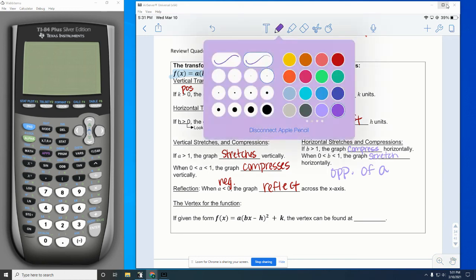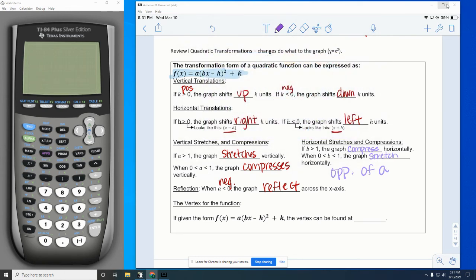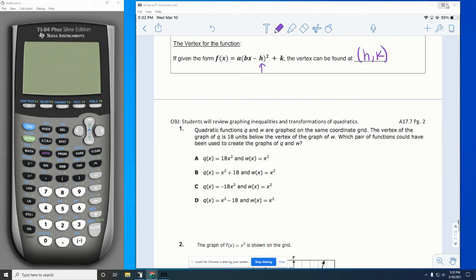And then if you're given something in vertex form, the vertex can be found at h, k, where h is the opposite. So whatever you see here, like this is a negative h, so the vertex is the opposite, so positive h, comma k. Okay, so I want to remind you, for these examples, 18x squared and 18x, you could plug that into y1 and y2 and see if what is being asked of you is happening.